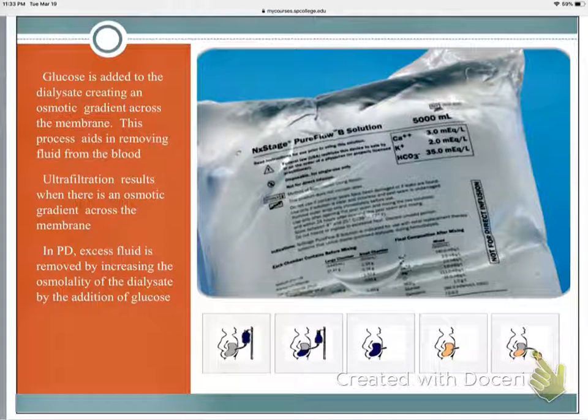So using ultrafiltration, that results when there's an osmotic gradient across the membrane. That's how it works in a nutshell. In peritoneal dialysis, the excess fluid is removed by increasing the osmolality of the dialysate with the addition of glucose. All that means is that the glucose is pulling the water. Okay?